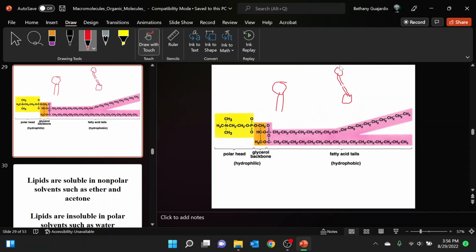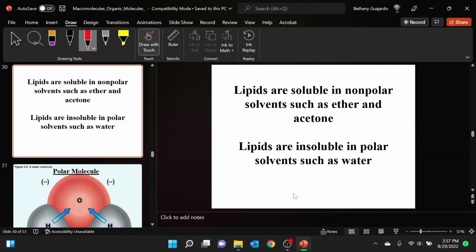So we have our hydrophilic head and then our hydrophobic tails, and those line your entire body. So imagine that these two lines are filled all the way with just these little molecules, and that's important to know. So let's move on.